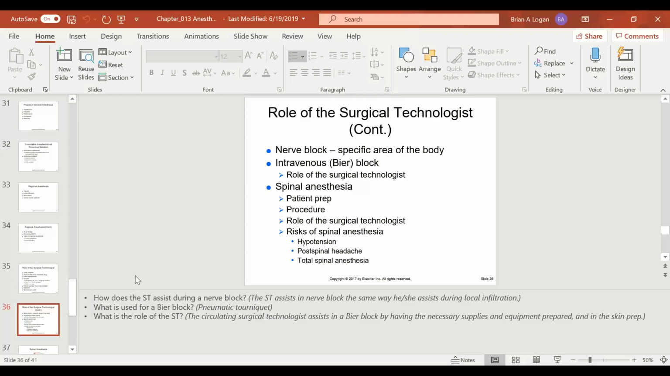The patient can either be on their side, in the fetal position with their knees up on their chest to give a good C shape to their spine, because that's going to open up those spaces in between the vertebrae and the spinous processes so they can fit their needle in.